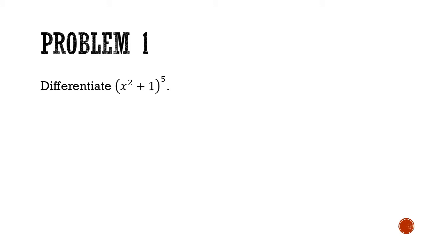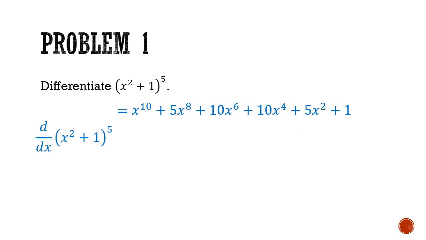Well, first we can expand this using the binomial theorem. We'll get this expansion. Now we're going to differentiate it term by term. So let's run through a few. For the first term, we bring down the power 10 and we reduce the power from 10 to 9. So we get 10x^9. For the second term, we bring down the 8, so we get 5 times 8, 40. x to the power of 8 minus 1 gives us x^7.